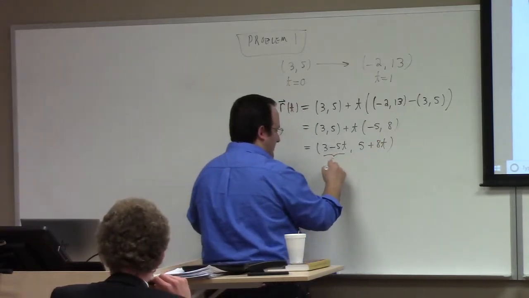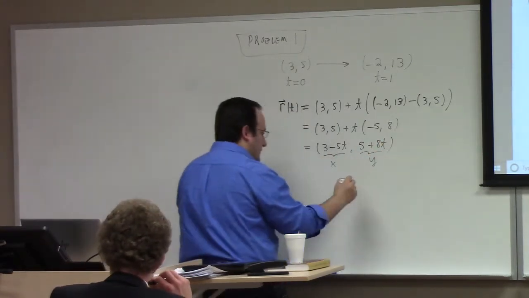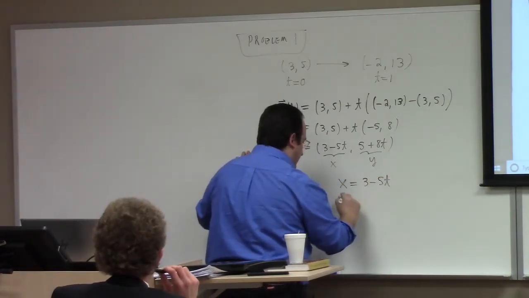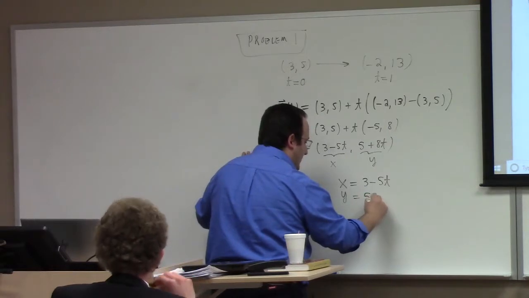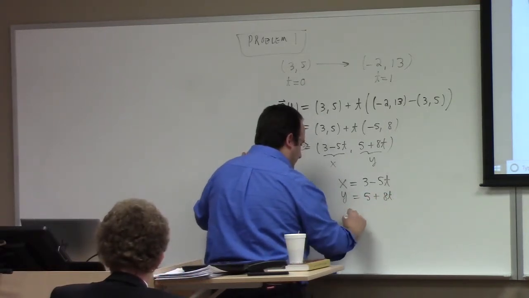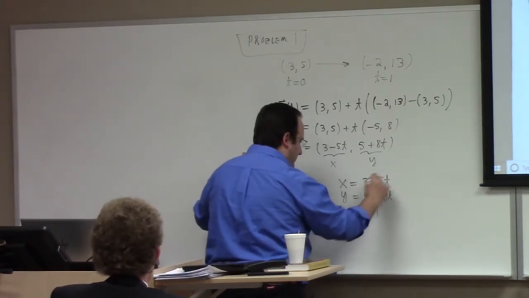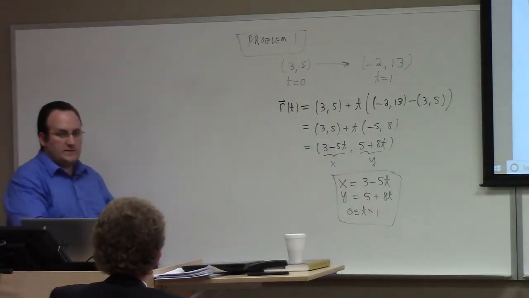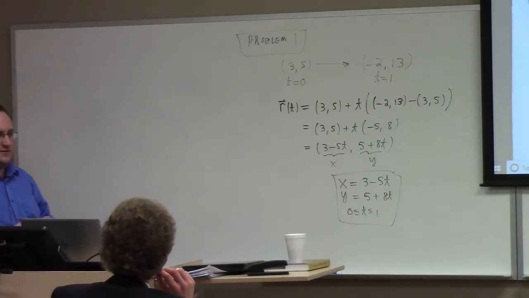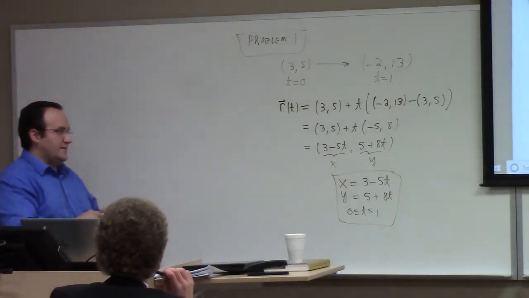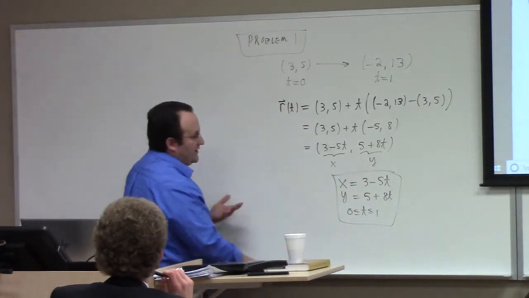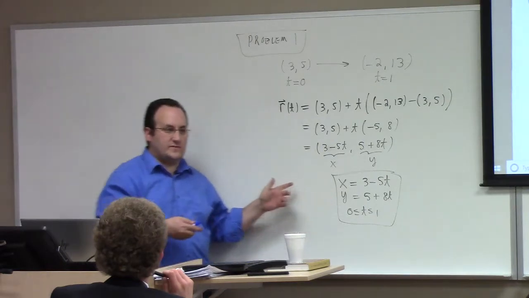So this is my x, this is my y. The answer: x equals 3 minus 5t, y equals 5 plus 8t for 0 less than or equal to t less than or equal to 1. And you should check your answer. Now, about half of you got this, and about half of you did other things. There were a couple of you who were just half right. So I said parametric equations. These are the parametric equations, right?